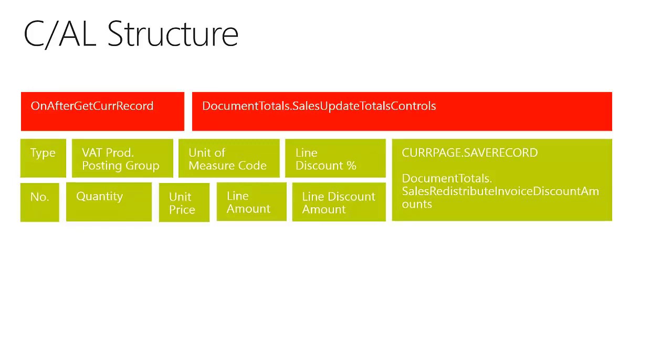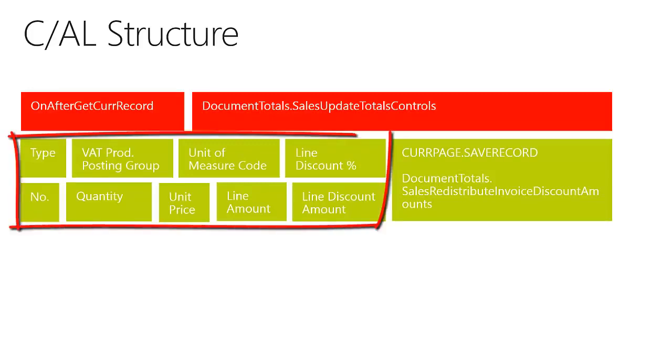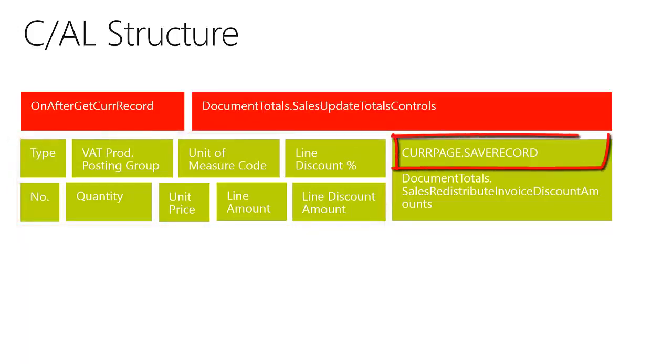Then there are a number of page controls that trigger a function to update the totals. First it calls the CurrPage.SaveRecord, and then it calls a function in the same document total codeunit that also calculates the discount if required.